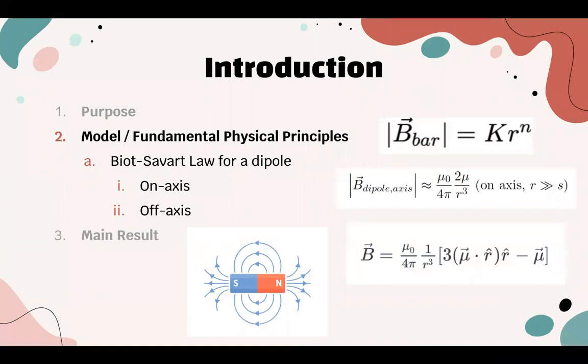The model that we used for this lab was the Biot-Savart law for a dipole as well as the one for a bar magnet. We had to set the bar magnet equation equal to the magnetic field for the dipole on the axis. In addition, we also have the formula showing us the magnetic field of a dipole at any location.